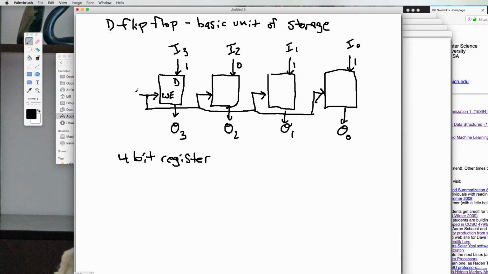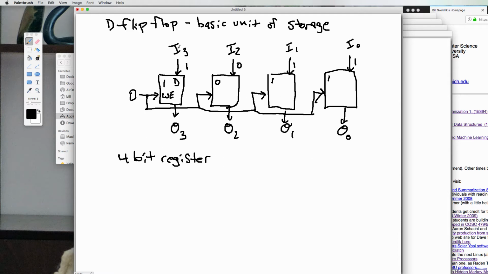But if I come over here and I put a 1 here on write enable, now this is going to assume the state of 1. This would have the state 0. This would have the state 1. And this would have the state 1. Just like that. And if I came back here now and I were to change this to a 0, now what would happen is over here, O3 would get the value 1, O2 would get the value 0, O1 would have the value 1, and O0 would have the value 1. So again, this is a 4-bit register.